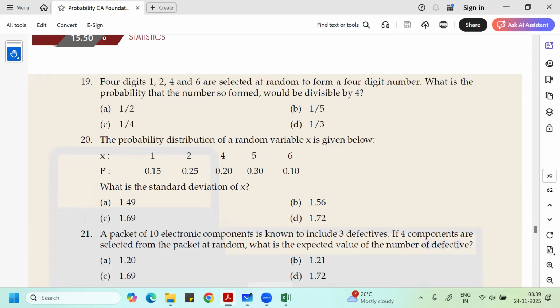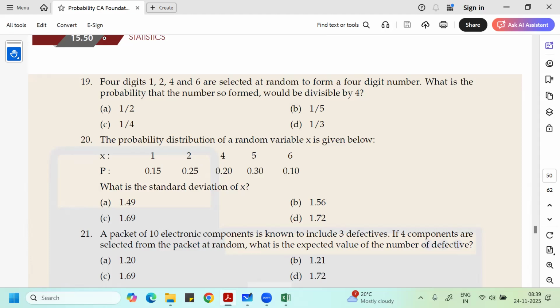Okay, everyone. So four digits are there, 1, 2, 4, and 6, and from this you want to make a four-digit number. If you want the number to be divisible by 4, it means the last two digits should be divisible by 4. So how many cases can I make from 1, 2, 4, 6 which are divisible by 4? It can be 12, 16, 24, or 64.